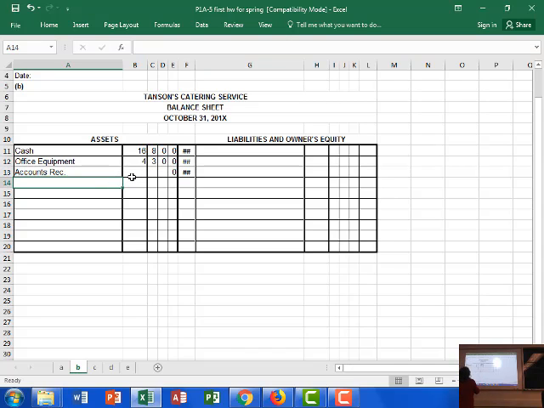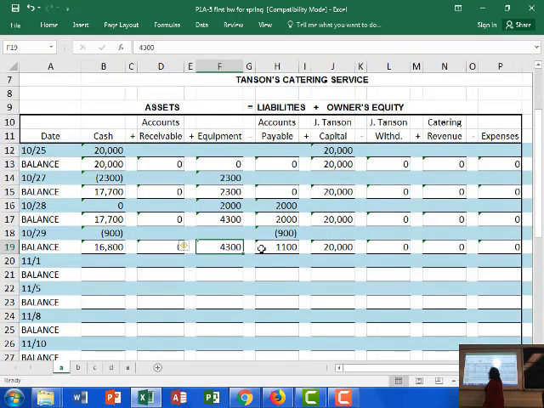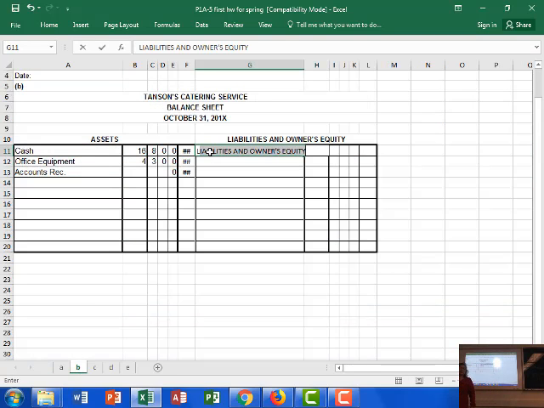Okay, so, and we have 0 in accounts receivable. We don't have anything. Now, liabilities. Let's go back to A. We have what? Accounts payable. That also goes on your balance sheet as well. It's a liability. So you're going to put in how much of a liability we have. An accounts payable, and that's going to be what? We owe 1,100. Accounts payable. And we owe $1,100.